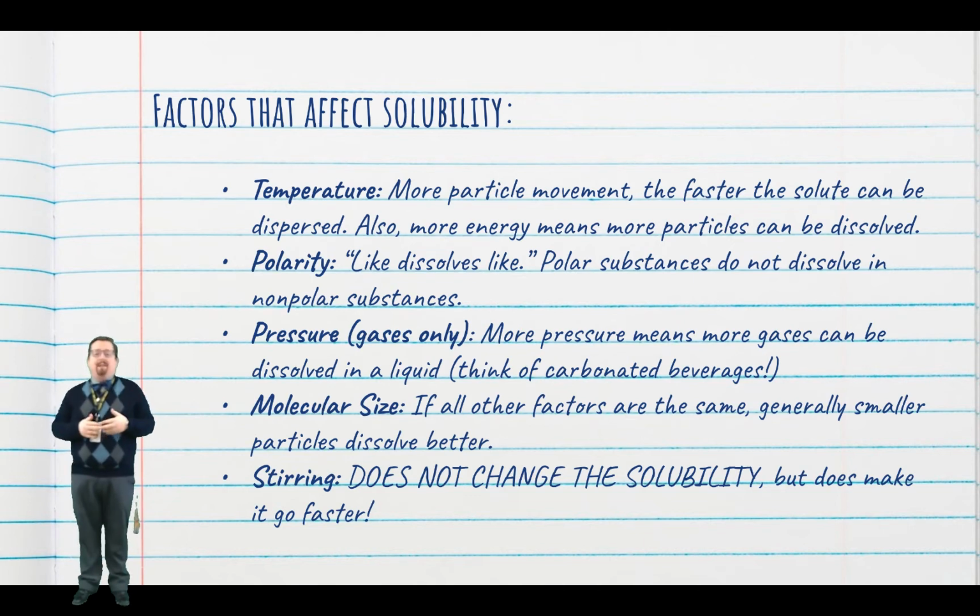If all of those factors are the same, we can look at molecular size as another factor that affects solubility. It doesn't affect solubility nearly as much as the others do, but it does still play a role. Smaller particles are more easily able to be dissolved. Therefore, they have a higher solubility. Finally, our fifth factor is one you already know, but I want to make something clear about it. Our other four factors affect the solubility, or the maximum amount of solute we could actually dissolve in our solution. Stirring does not affect the solubility, but it does speed up the process. So it doesn't change the maximum amount you could dissolve, it just changes the speed at which it does dissolve.